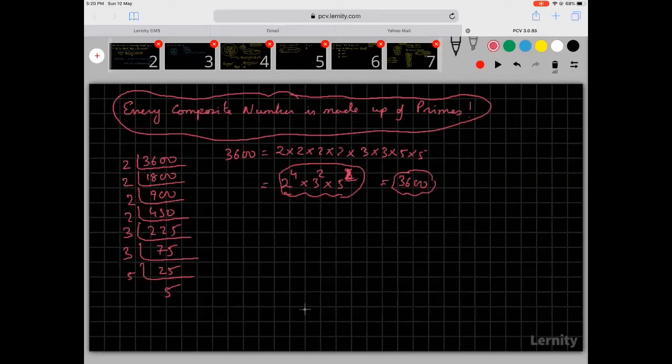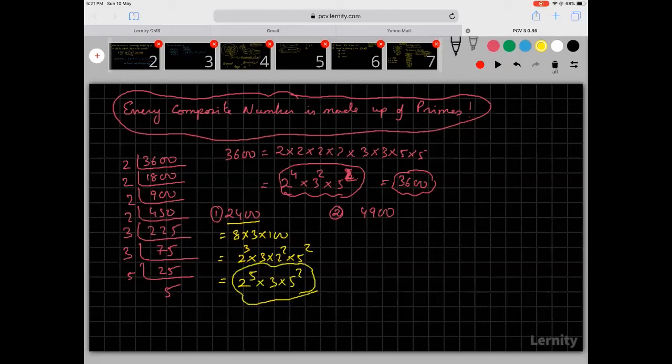Can you also factorize these numbers? 2400. Do it now. 4900. Yeah, factorize these numbers. The way I expect you to do it is to say that 2400 is 8 into 3 into 100. So it is 2 power 3 into 3 into 2 squared into 5 squared. So it is 2 power 5 into 3 into 5 squared. This is my expectation.